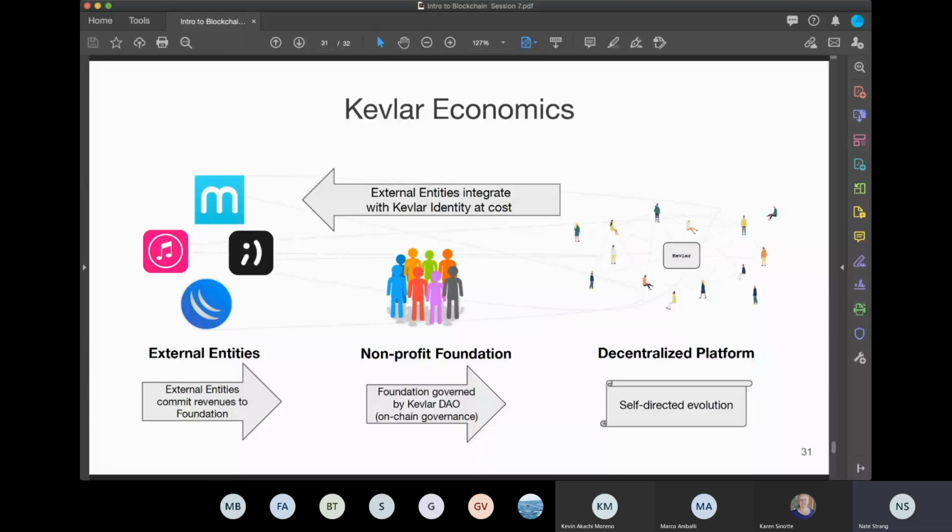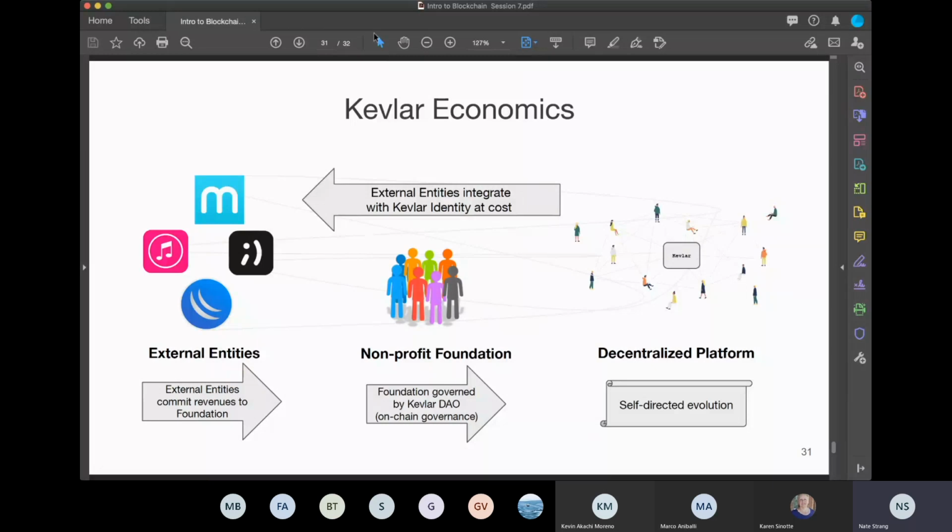And they'll get to do that largely at cost. And in exchange for that, these external entities will commit a portion of their revenues to the foundation, knowing that those revenues will only be allocated according to Kevlar's on-chain and decentralized governance. So while there's no economic incentive or return on investment incentive for Kevlar, there still is a healthy economic model that will provide a consistent flow of funds to support Kevlar's evolution and adaptation as it grows.